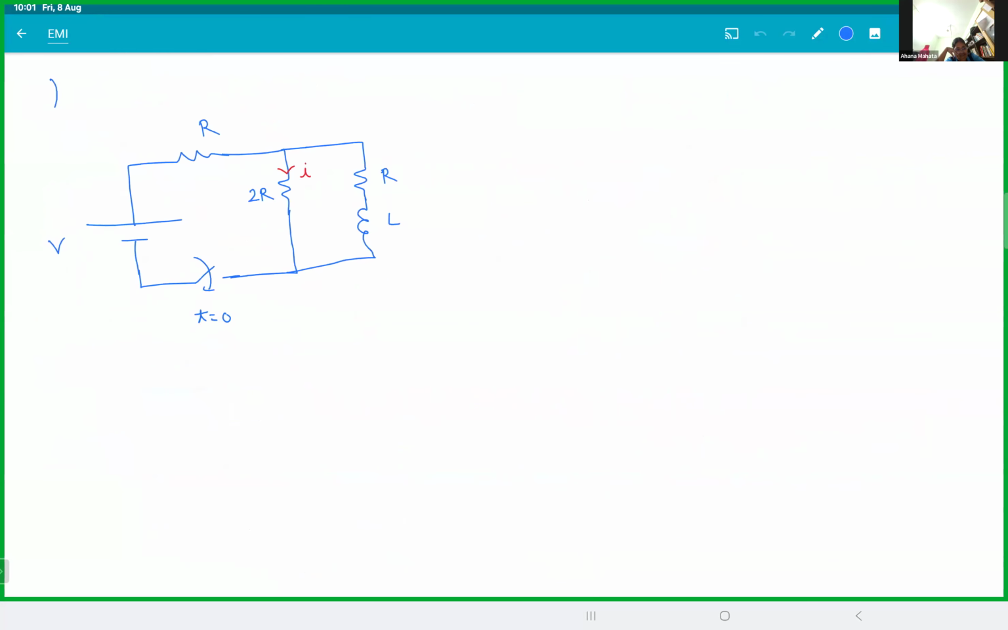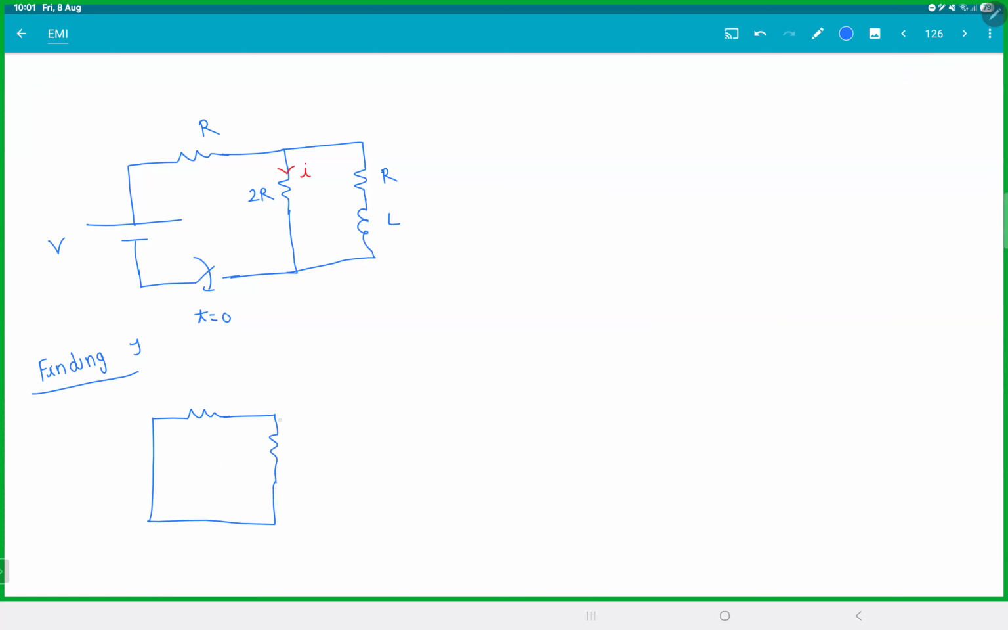Okay. See, now what is the first thing? Finding the time constant. What to do? Make all the batteries into wires. This is R, this is 2R, this is R. So you want to find R equivalent across this. R and 2R in parallel is 2R by 3, plus R. So R equivalent is 5R by 3. Time constant L by R equivalent is 3L by 5R.